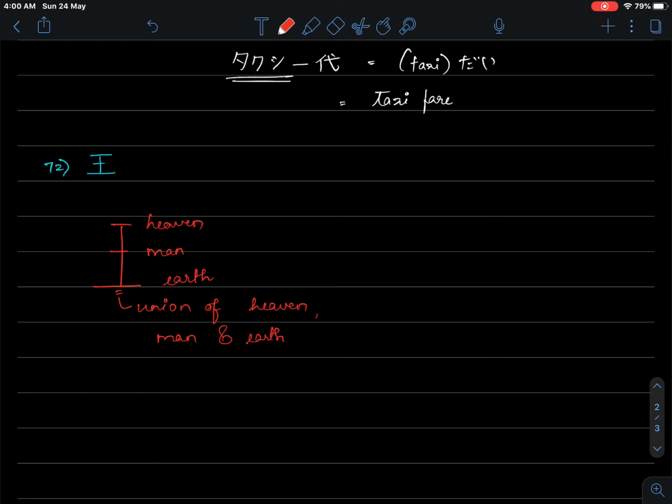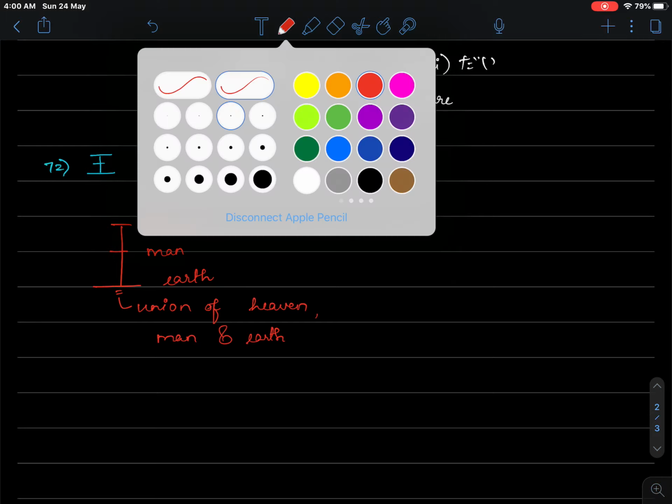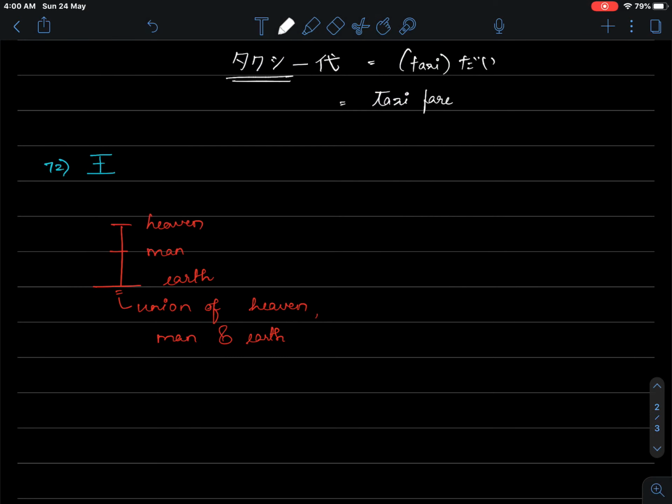Okay, now I'll give you the meaning of this word and then try to explain how this could have come up, or how you can memorize this. The meaning of this word is king. So at least in the past, in several civilizations, rulers have been thought of as children of gods or gods themselves. That is, they have been thought of as divine.